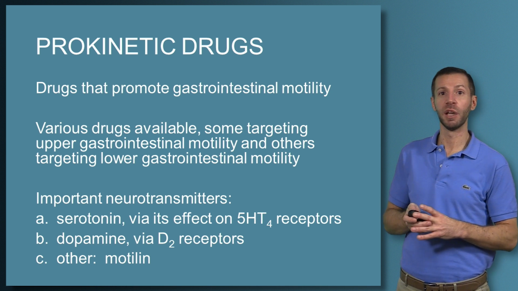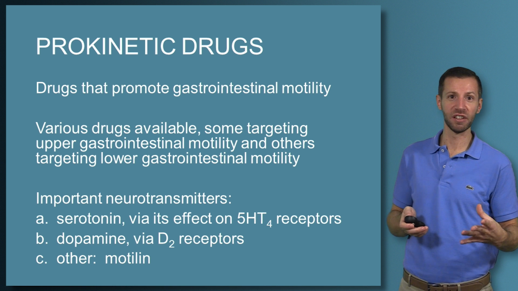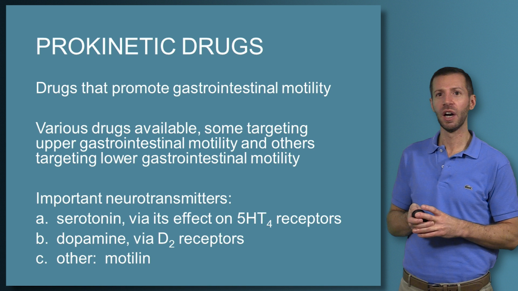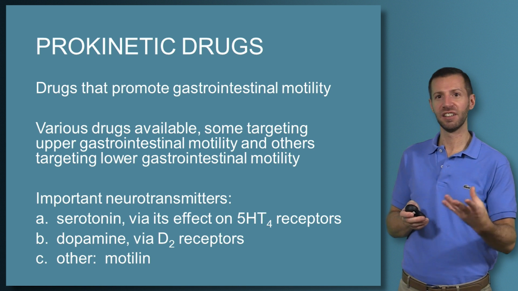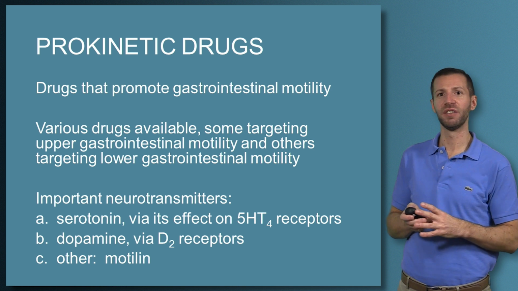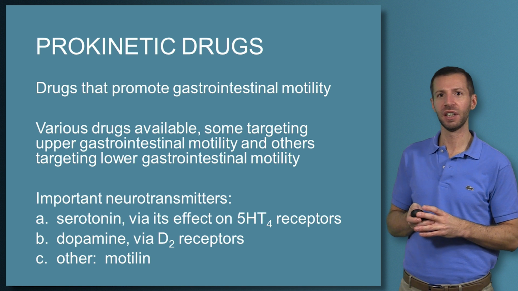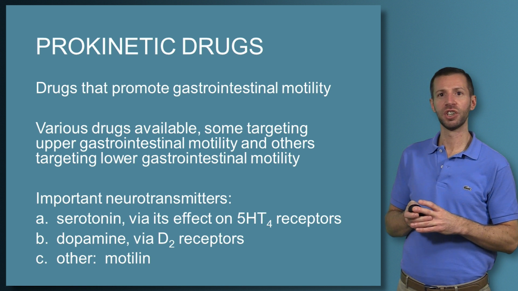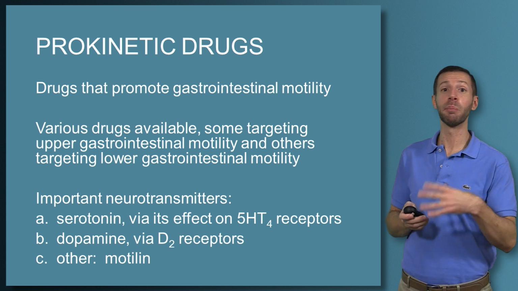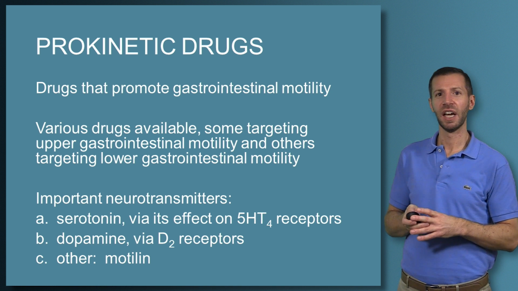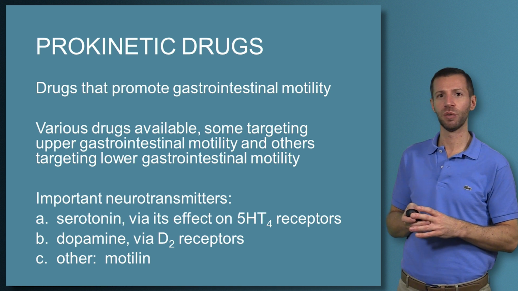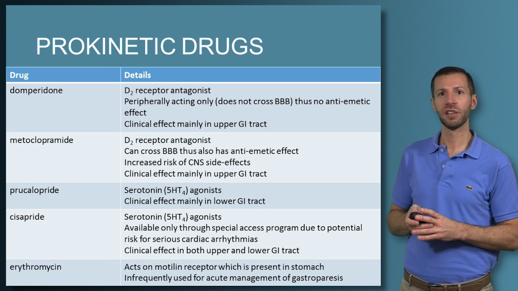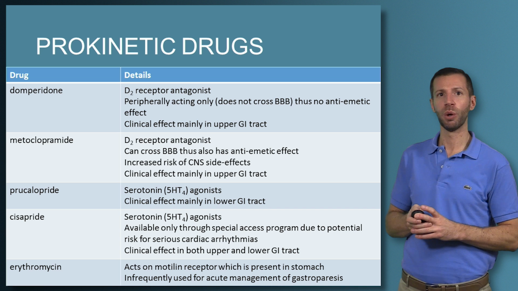But just to be aware of some of the important neurotransmitters: serotonin is still important, but there's a different receptor referred to as 5-HT4, for which agonism, the promotion of its activity, promotes gastrointestinal motility. And then there's dopamine 2 receptors as well, for which antagonism can improve motility, and something called motilin, particularly in the stomach, for which agonism can promote motility. So again, these are just to review the common prokinetic drugs.